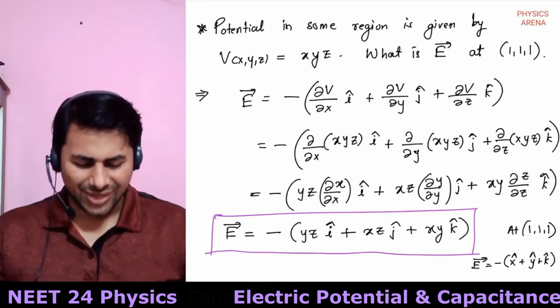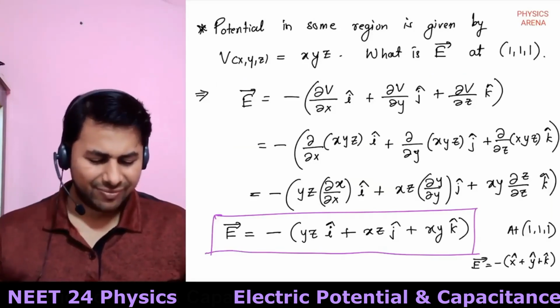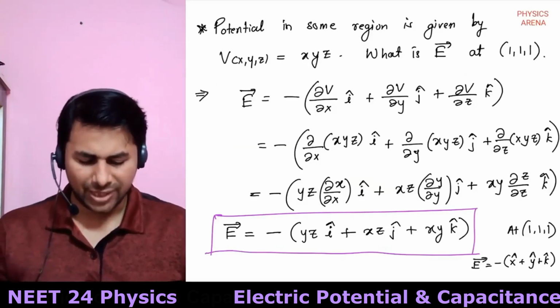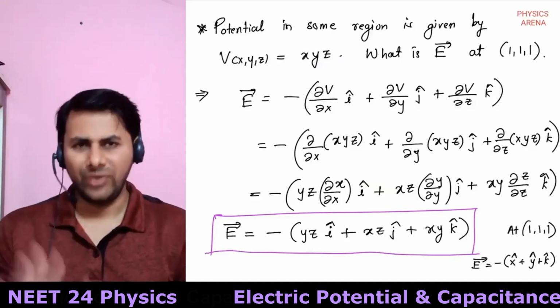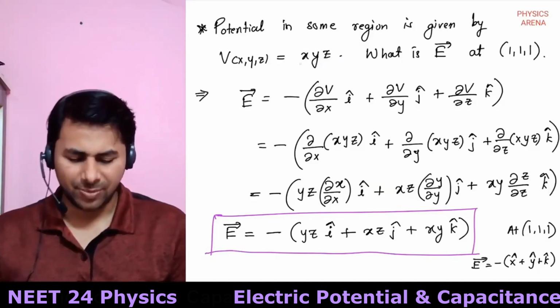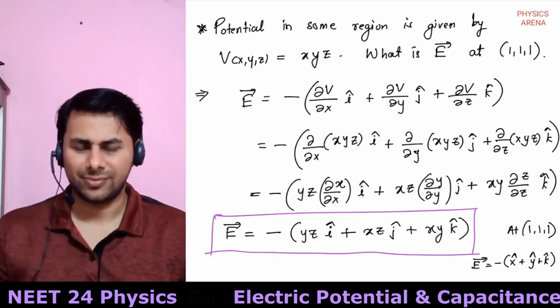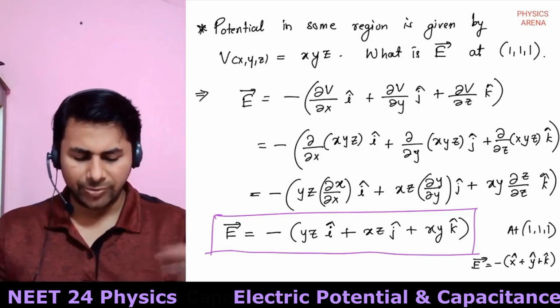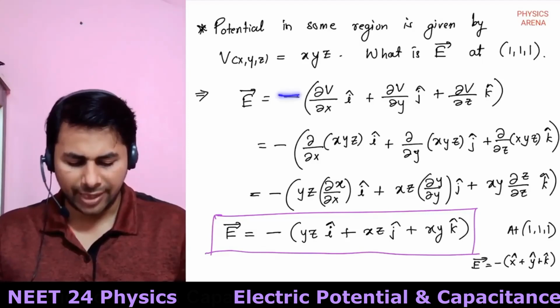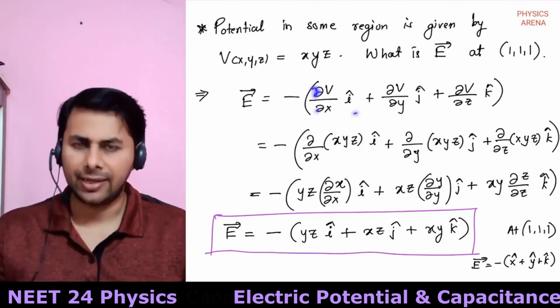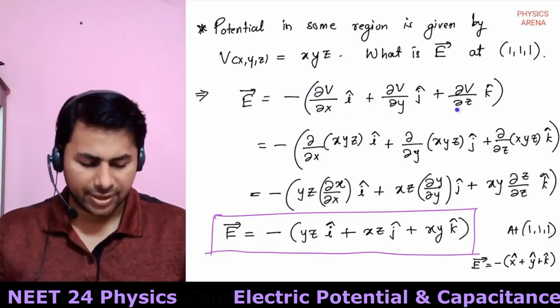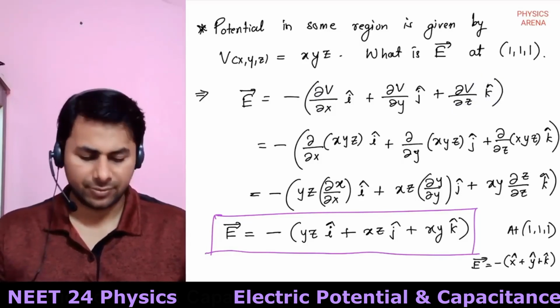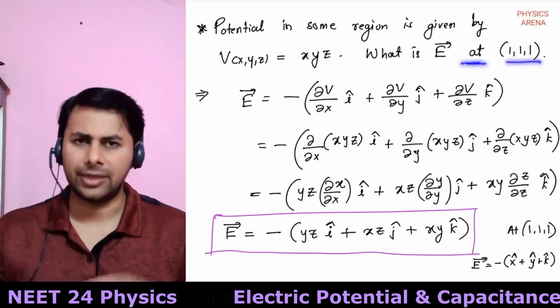Okay. So now this can be understood well if you have an example. For example, suppose you have this function V, the potential in space, is xyz. Then how much would be the electric field? So we know electric field is equal to minus of del v by del x times i cap plus del v by del y times j cap plus del v by del z times k cap, and you want to find the electric field at 1, 1, 1. This is the point.